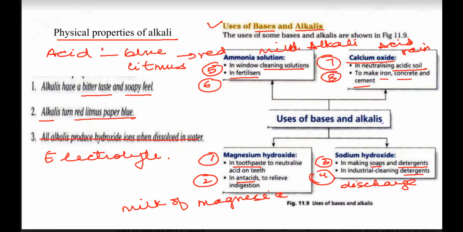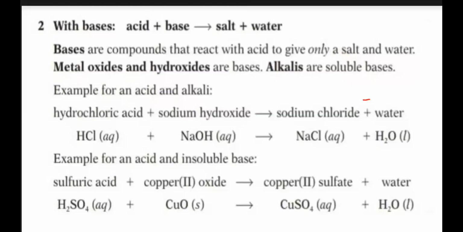So you need to know some of the uses of alkalis or bases specifically, and the examiner often asks a 1 mark question related to the uses or the physical properties. Okay, here are the chemical properties. So this is chemical property number 1, the chemical properties of alkalis, right?